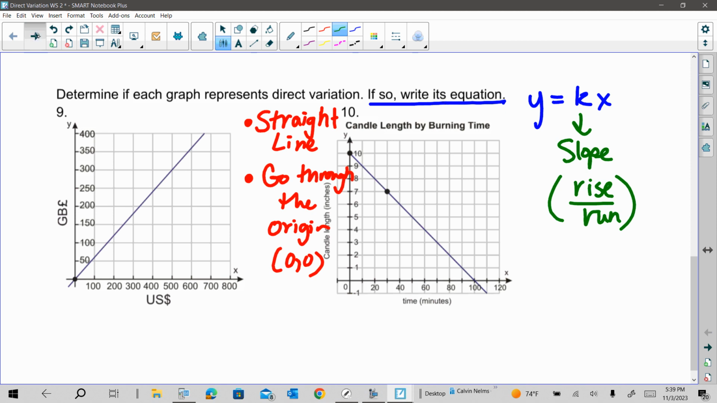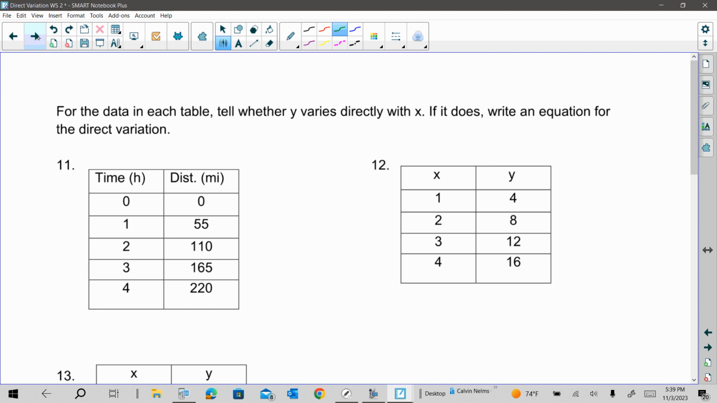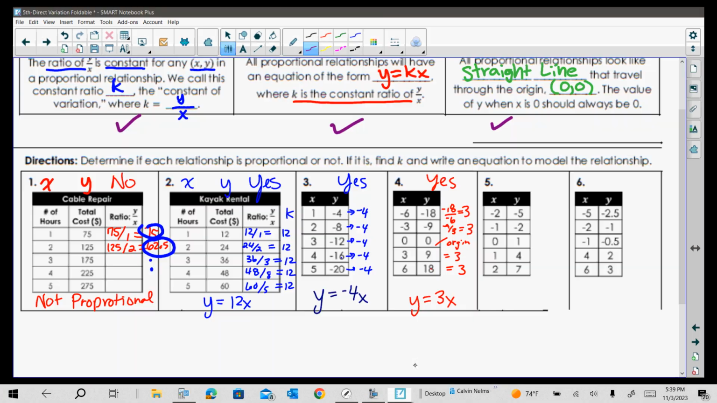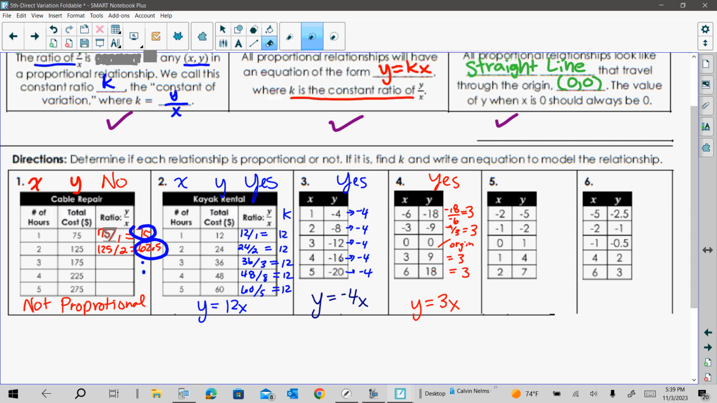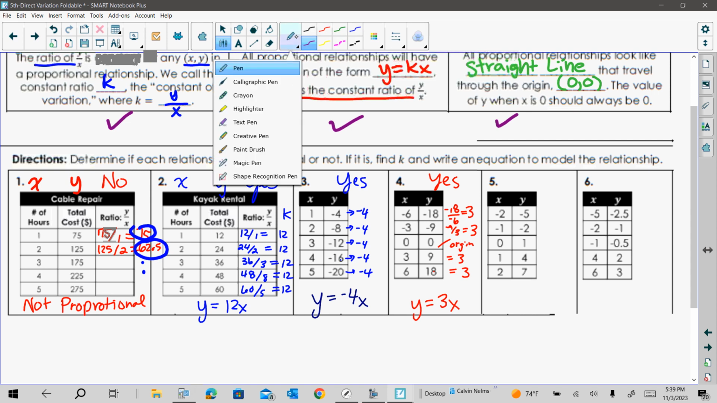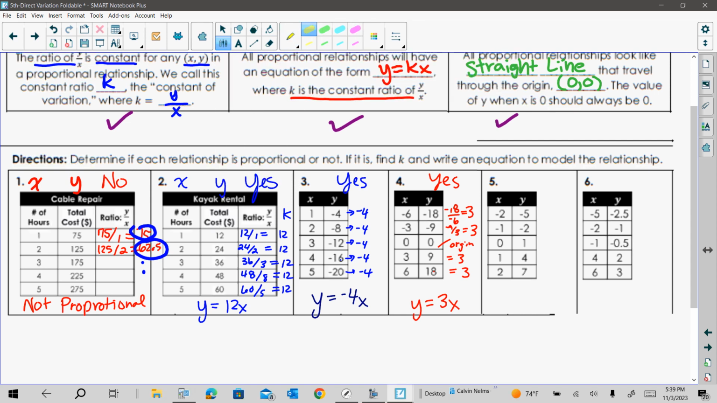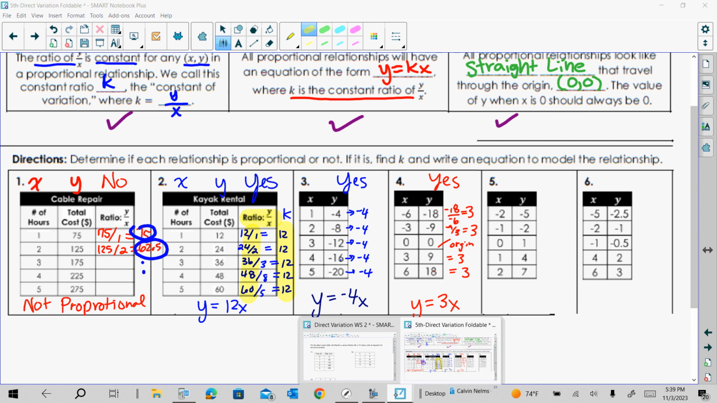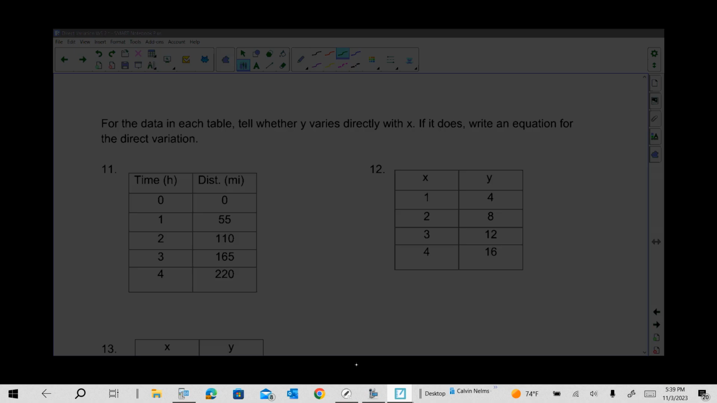We flip it over to the back. Now we want to determine if y varies directly with x. So like I said, if you look at our flip book, this is when we looked for that ratio between the numbers. We need to find that ratio of all the numbers and make sure to see if it's constant. And if it's constant, then we can write the equation.